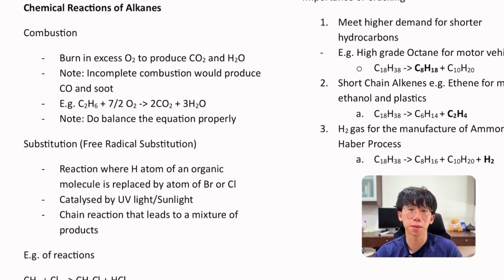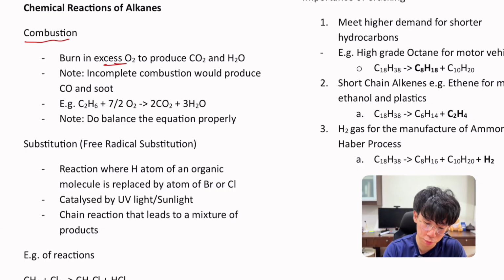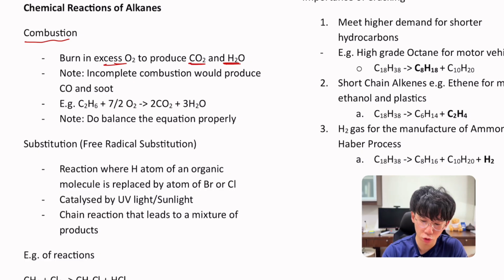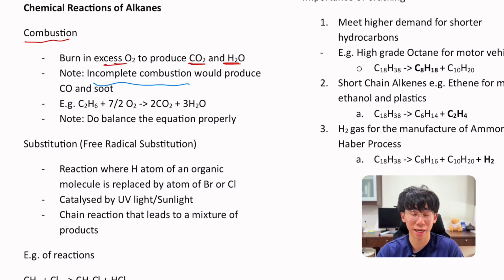For every functional group, it's important to know the chemical reactions. For alkanes, one of the reactions they mainly go through is combustion. Combustion is a reaction that most organic compounds would undergo because it just requires burning under excess oxygen to produce CO2 and H2O, because they're mainly comprised of carbon and hydrogen. But take note, sometimes incomplete combustion can happen. In those cases, you would produce either carbon monoxide or sometimes soot.